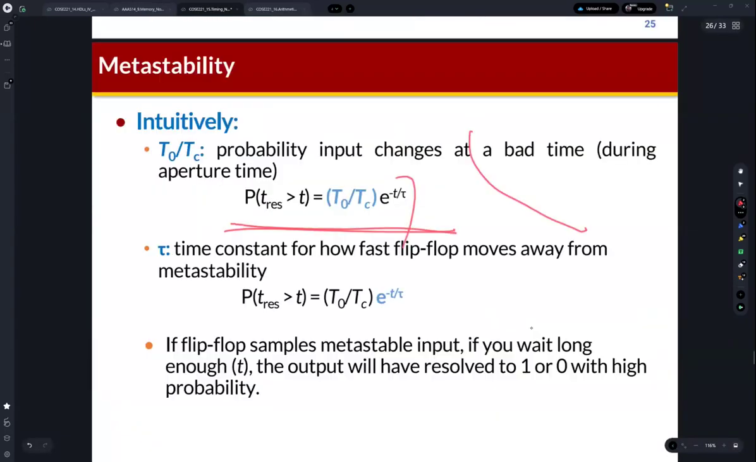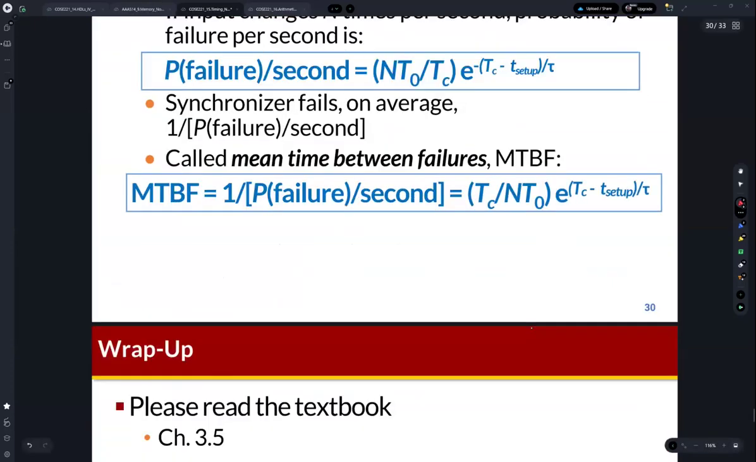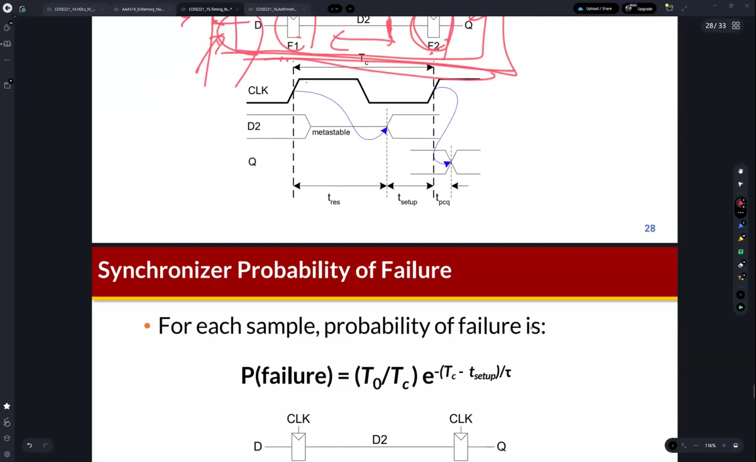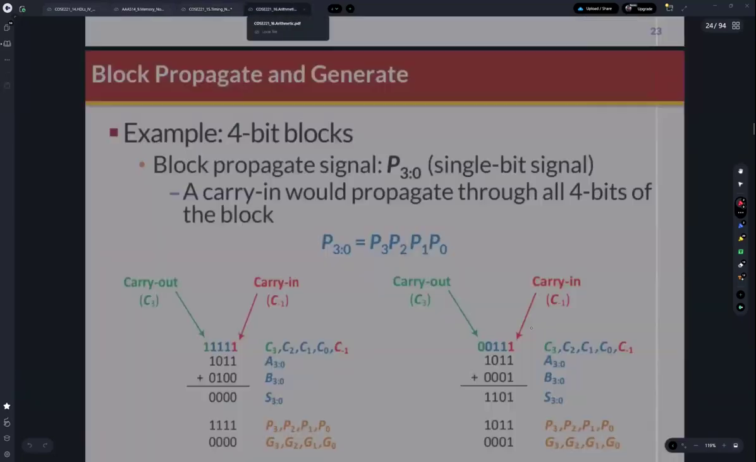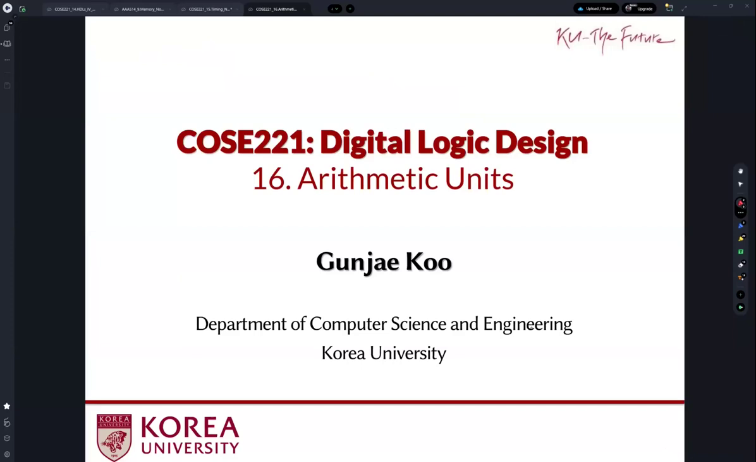As you can see, this is the function of the inverse of the exponential function. Just remember that when we sample asynchronous signals, we need to use back-to-back D flip-flops. So this is the end of the timing analysis of the sequential logic. Then we will move on to the next topic, the arithmetic unit.